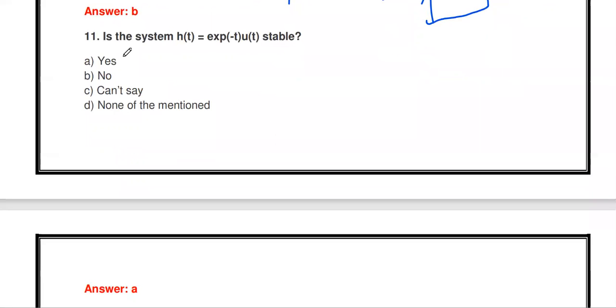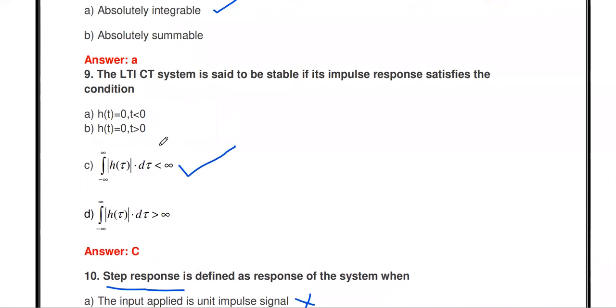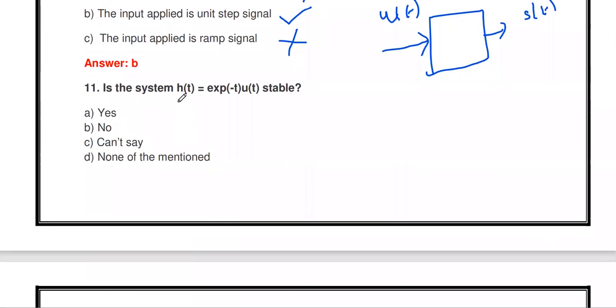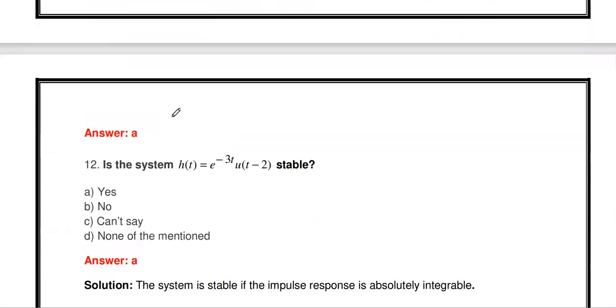Then the next one: is the system h of t equal to e power minus t u of t stable or not? We can verify. For the system to be stable, it should satisfy the condition that we integrate h of t over the interval minus infinity to infinity, and the answer should be finite, that is, less than infinity. If integrating gives a finite answer, the system is stable. Here the h of t value is given, so we integrate and find the answer. If the answer is finite, it is stable; if infinite, unstable. So we can verify it.